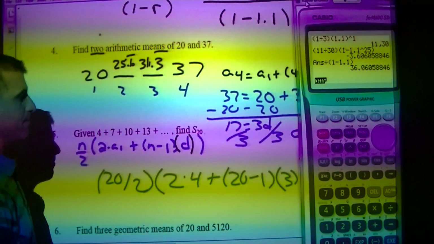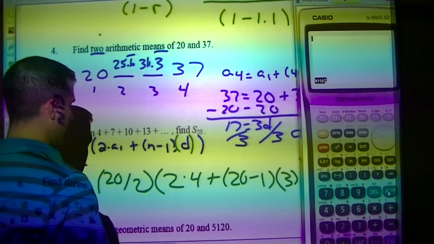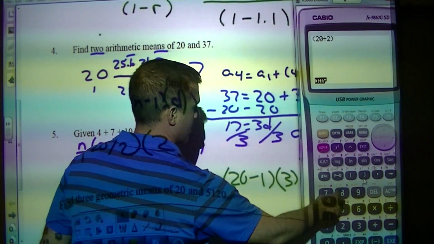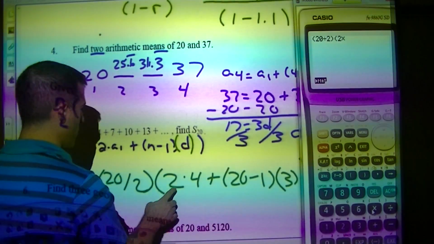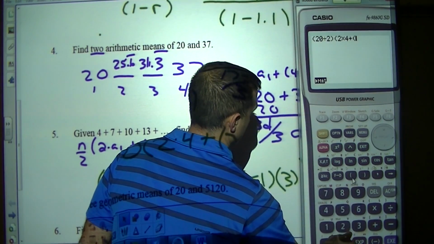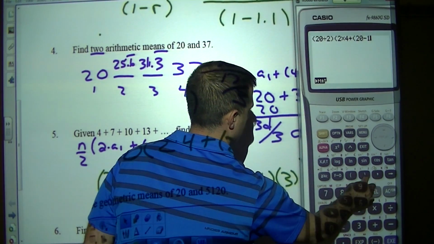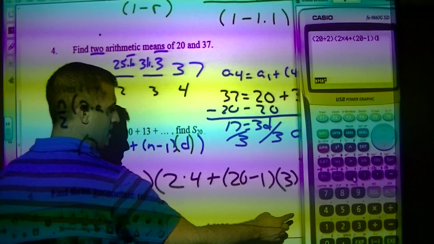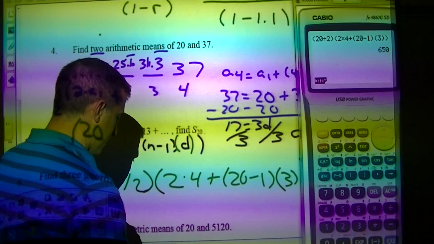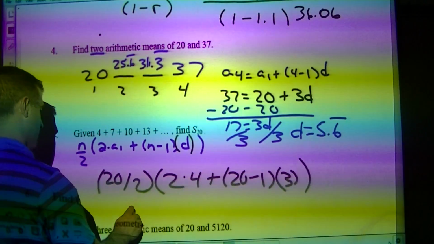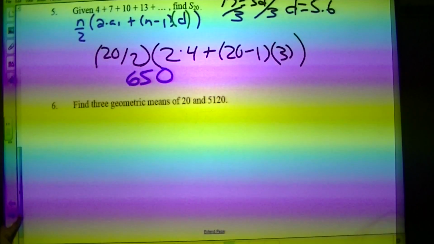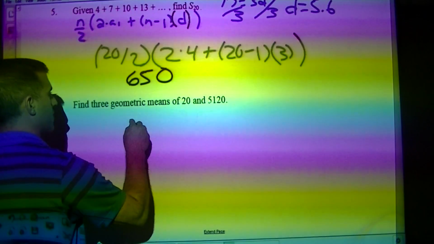So what I'm going to type is 20 divided by 2 times 2 times A1, which is 4, plus 20 minus 1, and we've got 3. And I'm going to double close. Watch the double close there. And that's going to be 650 for your answer. 650. Okay?